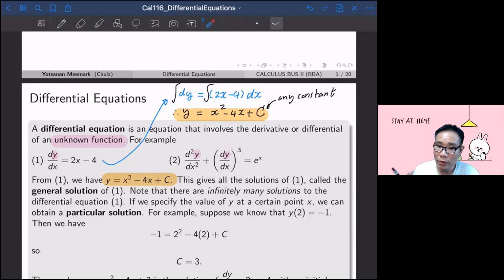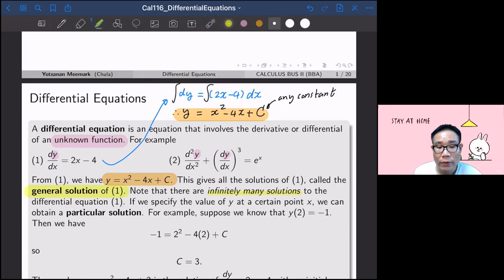And you see that it's not going to be a unique solution. It's not going to be only one solution. It turns out to be infinitely many solutions, and this form is given in terms of c. A solution of this form is called the general solution. So this is the general solution of the first differential equation, dy/dx equal to 2x minus 4, and since c can vary, there are infinitely many solutions.